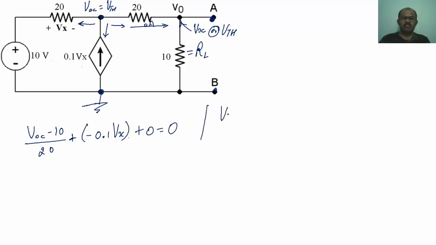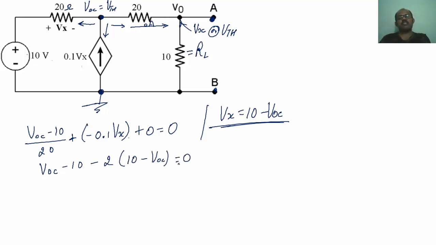But what is the value of Vx? Vx is the voltage drop across this 20 ohm resistor. So Vx is connected between the 10 volt battery and the VTH node. So how can I write Vx? Vx equals 10 minus VTH or VOC. Able to follow? So on substituting over here, I will be getting (VOC minus 10) divided by 20 minus 0.1 multiplied by Vx, which is 10 minus VOC, equal to 0.